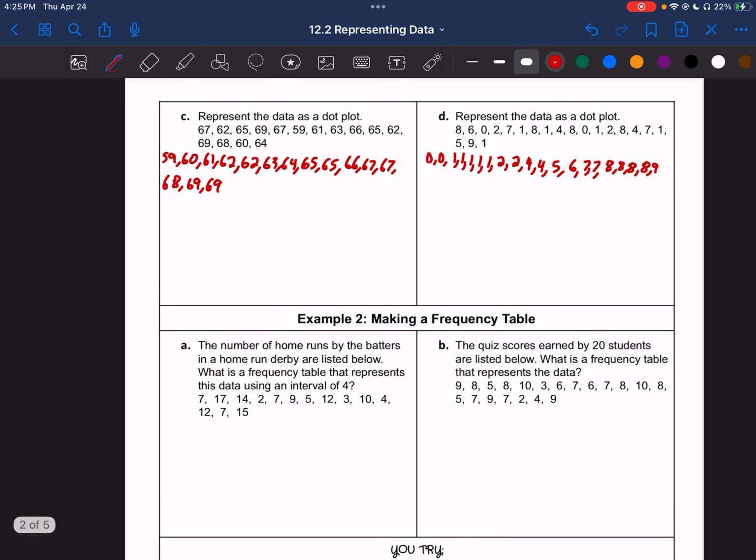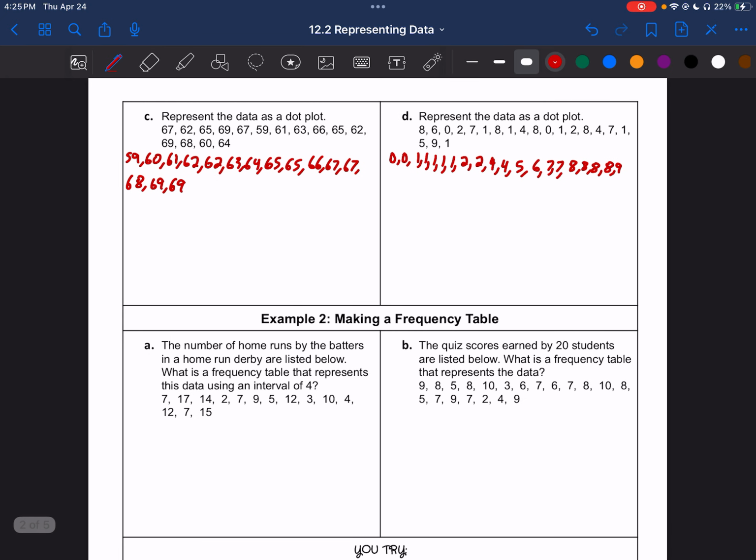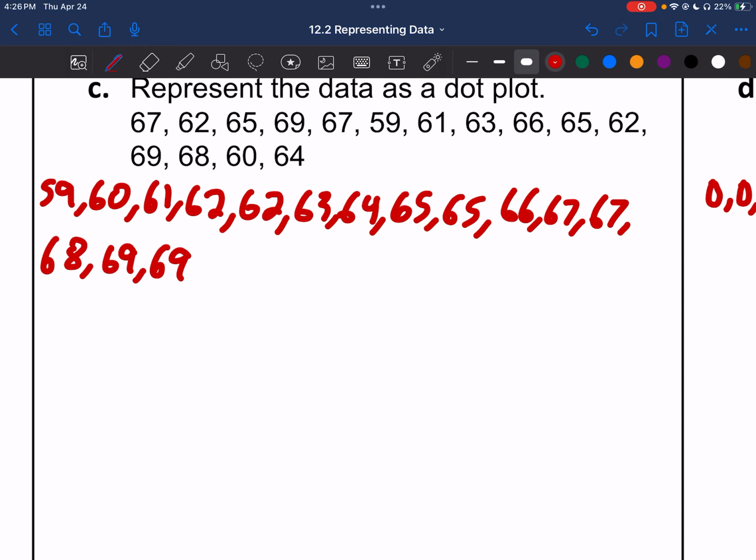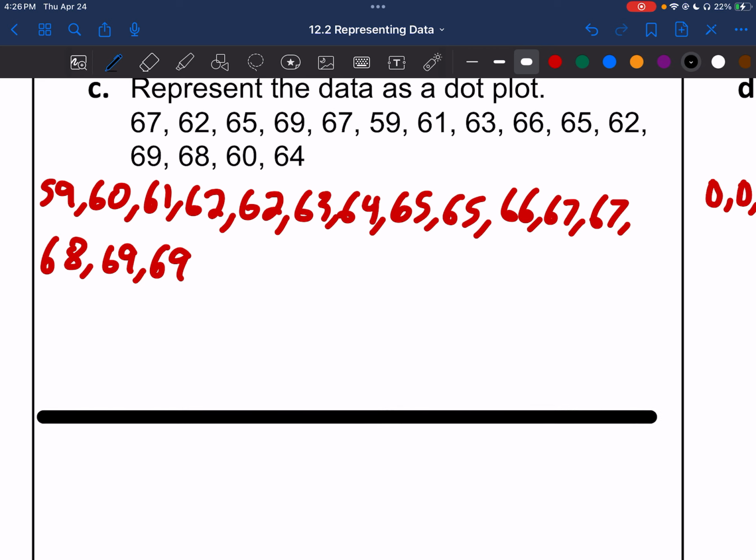All right, take a look at the next page. You go ahead and do these two problems on your own, and then check your work against mine. So for letter C, we are not given any specific context, so we do not need a title for our graph, but I am going to give myself a nice straight line that I'm going to work with, and then I'm going to label it. My lowest point is a 59, my highest point is a 69.